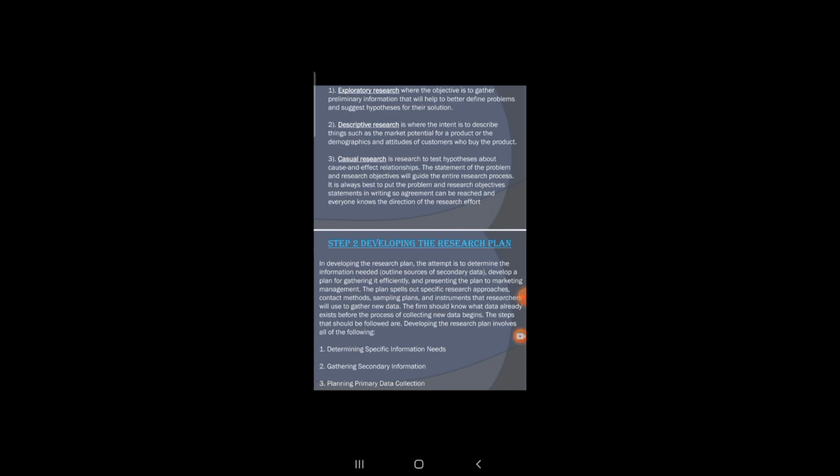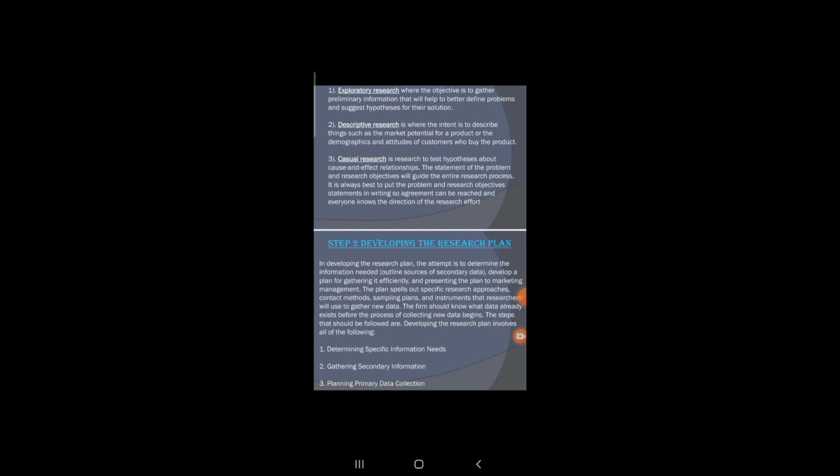The statement of the problem and research objectives will guide the entire research process. It is always best to put the problem and research objective statement in writing so agreement can be reached. Everyone knows the direction of the research effort.